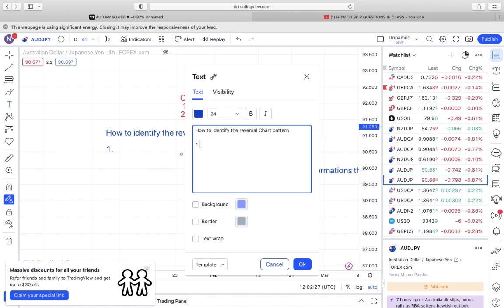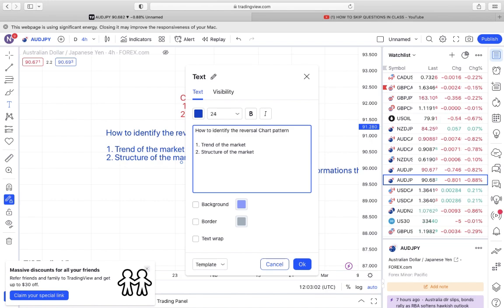First thing you need to know is the trend of the market. Is the market downward trending or upward trending? You have to know the trend of the market. The second one, you have to know the structure of the market. I always repeat and repeat again: the structure of the market.